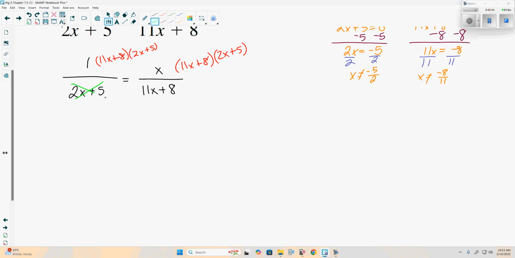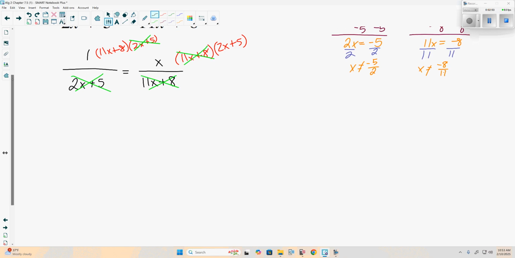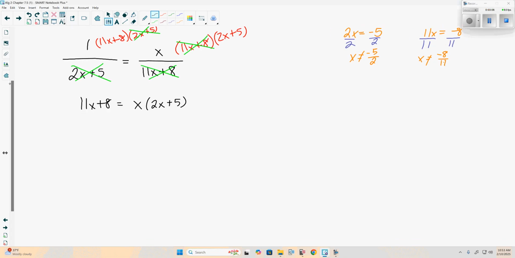Because with the one on the left, the 2x plus 5 and 2x plus 5 will cancel. The one on the right, the 11x plus 8 and 11x plus 8 cancel, leaving us with 1 times 11x plus 8, which is just going to be 11x plus 8. And the one on the right is going to be x times 2x plus 5. So multiplying through by our 2x plus 5 and 11x plus 8 simplifies all of our fractions. It's going to make it easier to work with.